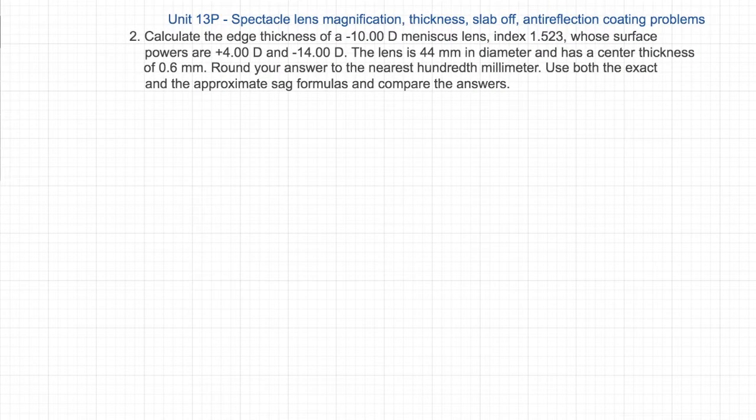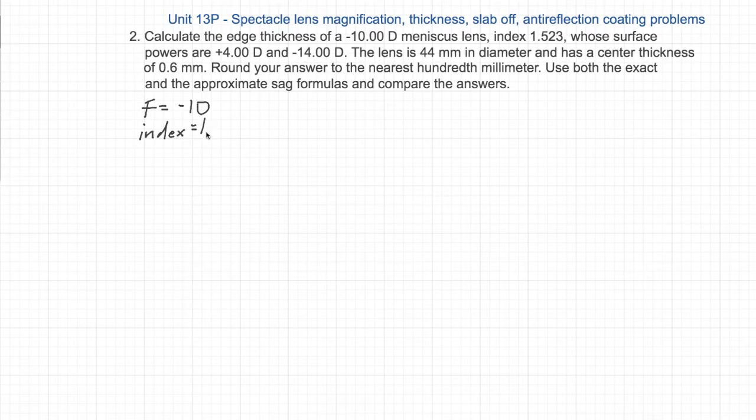Question 2. Calculate the edge thickness of a minus 10 diopter meniscus lens index 1.523, whose surface power is a plus 4 diopters and minus 14 diopters. The lens is 44 millimeters in diameter, has a center thickness of 0.6 millimeters. Round your answer to the nearest hundredth millimeter, and we'll do it both with the exact and the approximate sag formulas.